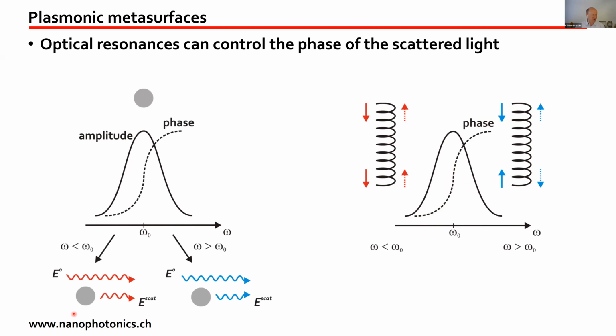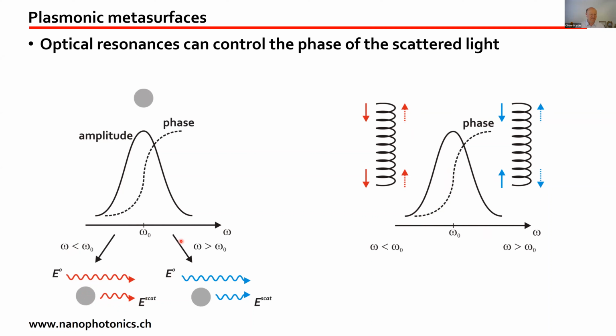For light, it works as follows. If you go below the resonance frequency of the particle, the incident light will drive the Plasmon resonance, and the scattered light is going to be in phase with the incident light.